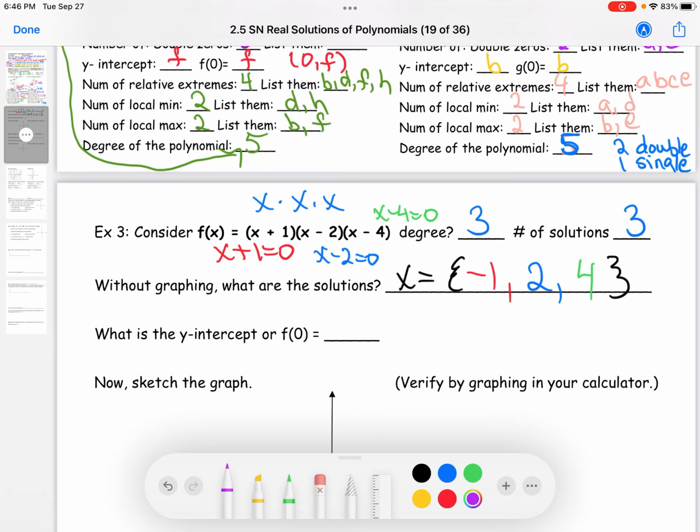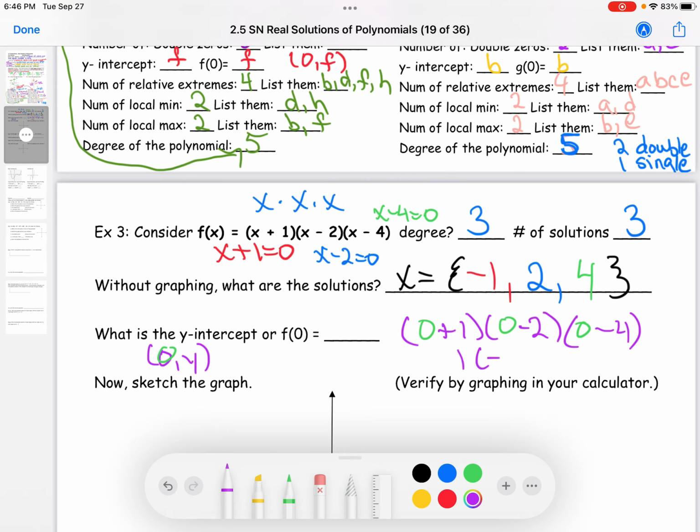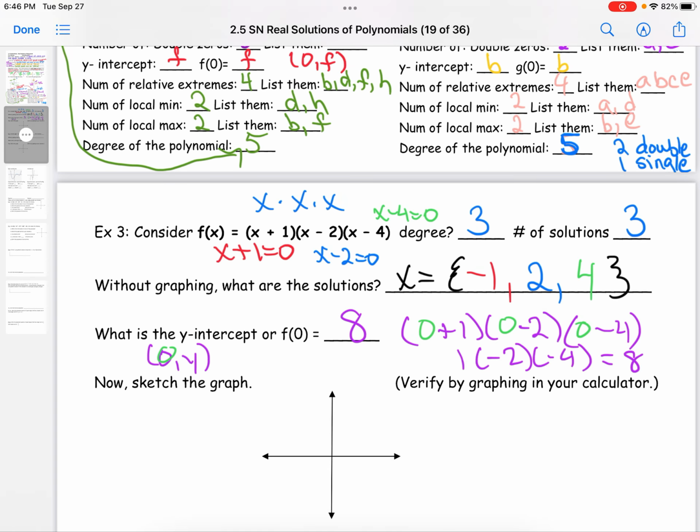Now, to find the y-intercept, f of 0 means x is 0, so we can plug in the 0 for x. So plugging in that 0 for x, it feels a little weird to plug this into factored form, but it can be done. So if we plug in that 0 for x and work out what that y value equals, that's 1 times -2 times -4, it's going to be positive 8. So that y-intercept here is positive 8.